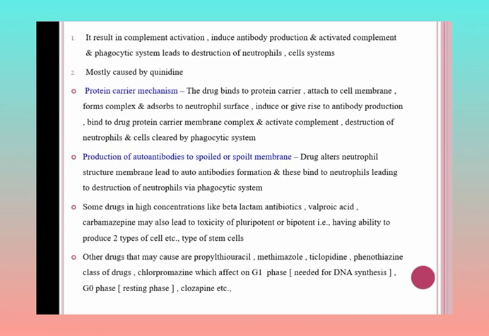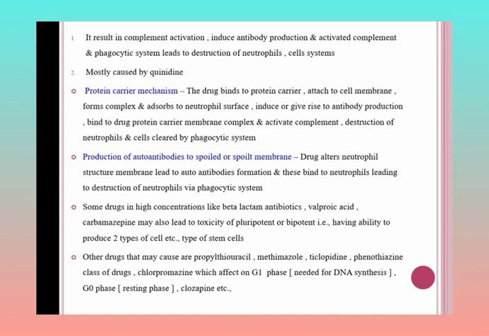After that, some drugs in higher concentrations, like beta-lactam antibiotics, valproic acid and carbamazepine, may lead to toxicity of pluripotent or bipotent stem cells. Mostly beta-lactam antibiotics and valproic acid, if given in high concentrations, may lead to toxicity of the pluripotent, main stem cell. Bipotent means having the ability to produce two types of cells.